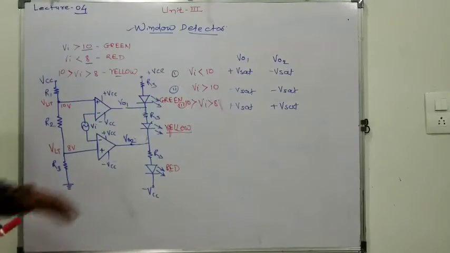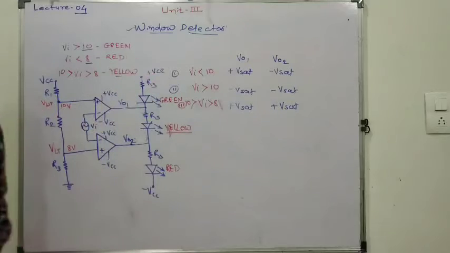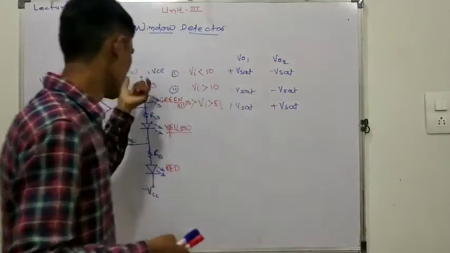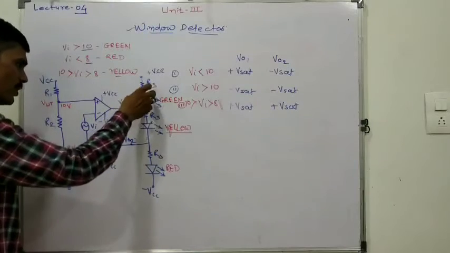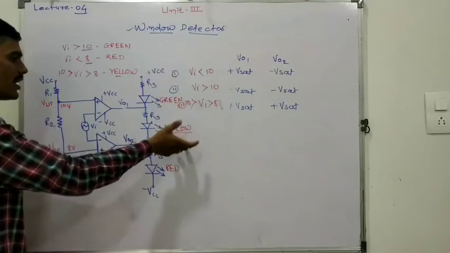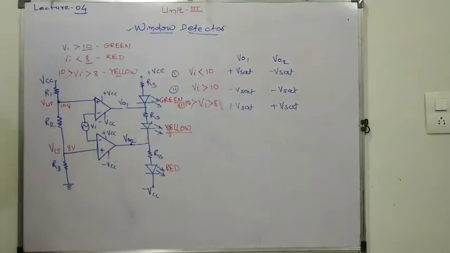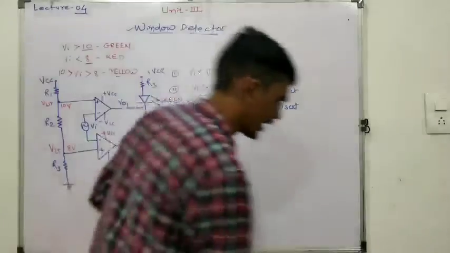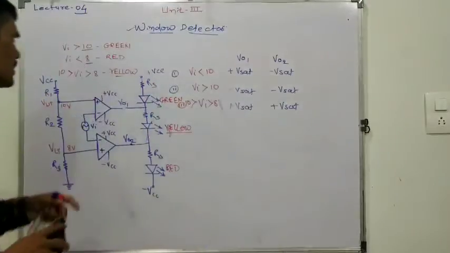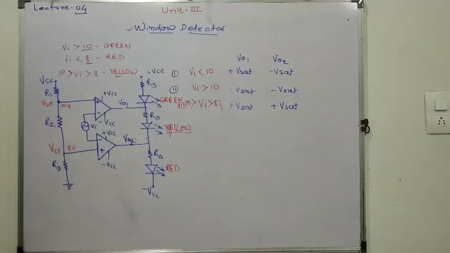So if we are having this table, if input voltage is less than upper threshold, greater than upper threshold, less than lower threshold, and in between, if we are having VO1 and VO2, we can easily find out which LED is which. That is green LED, yellow LED, and red LED. So this is what the circuit diagram of the given problem of the window detector.